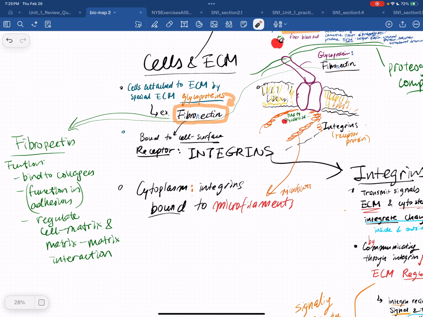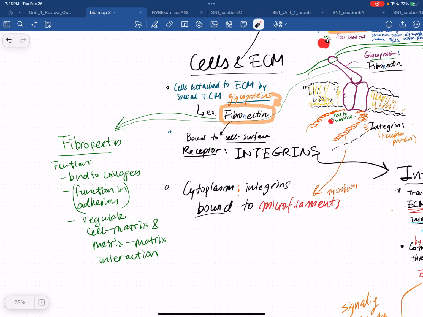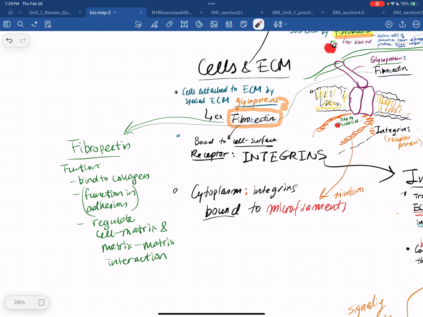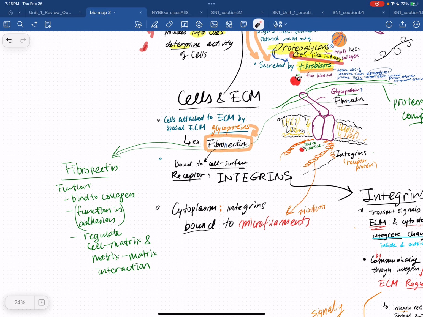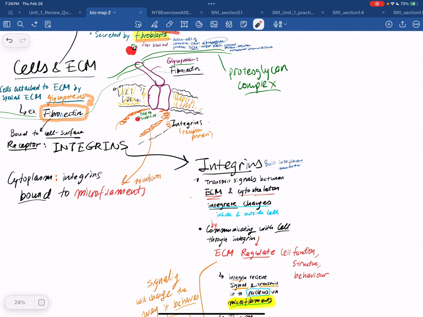So integrins are bound to microfilaments. Fibronectin, not pectin, has the function of binding to collagens, functions in adhesion, and regulates cell-matrix and matrix-matrix interaction. So the cell and the matrix, as well as the matrix amongst themselves, are being regulated by the fibronectins, which are these guys here. They bind to collagens, they bind to lots of things, to proteoglycan, the gel-like substance, and everything to do with signals.